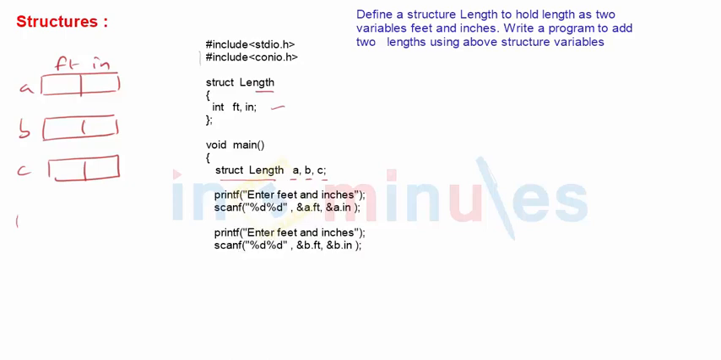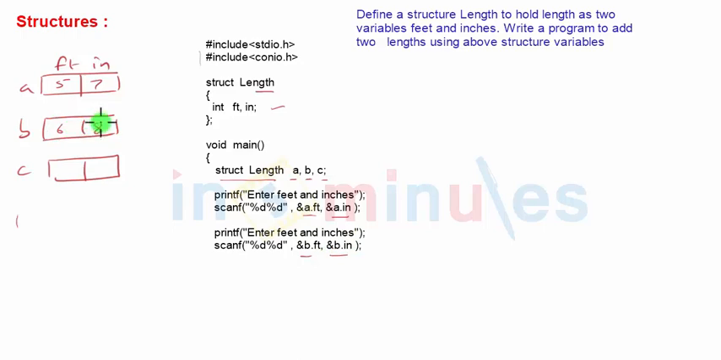Okay, so next step would be we need to input the values. We'll give a message, enter feet and inches, and input values for a dot feet and a dot inches. Take an example, inputs were 5 feet 7 inches. Again another message, printf enter feet and inches. Input values for b dot feet and b dot inches. The inputs are suppose 6 feet and 8 inches.